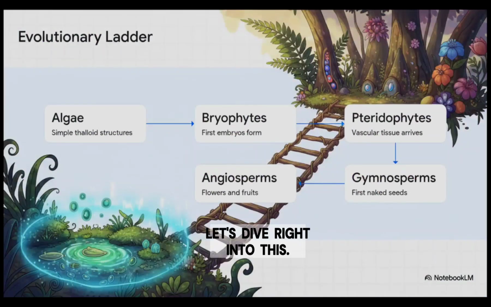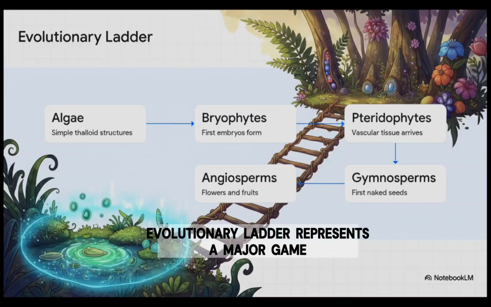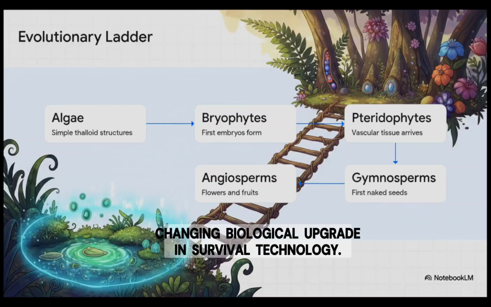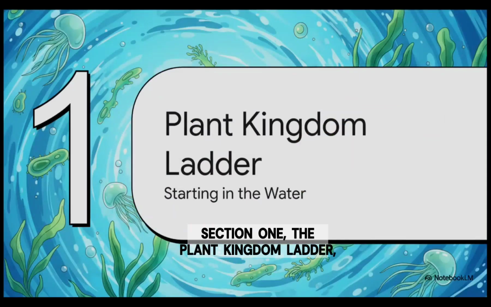Okay, let's dive right into this. Over millions of years, plants took exact, non-negotiable steps to truly conquer dry land. And every single step up this evolutionary ladder represents a major, game-changing biological upgrade in survival technology. Section 1. The Plant Kingdom Ladder, starting in the water.